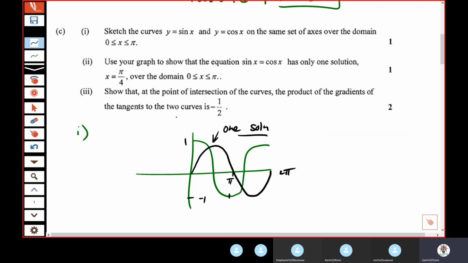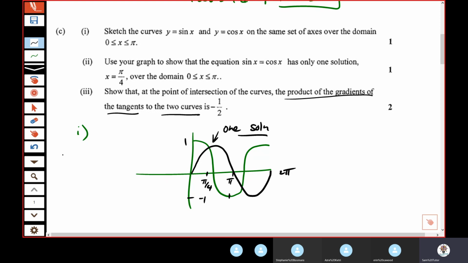It says it has a solution at x equals pi on 4. Sub it in. Remember what you're trying to do: the product of the gradients of the tangents to the two curves. So differentiate. Why? Because it's saying gradients, and the second word that gives it away, tangents. Gradients and tangents tell me differentiate.